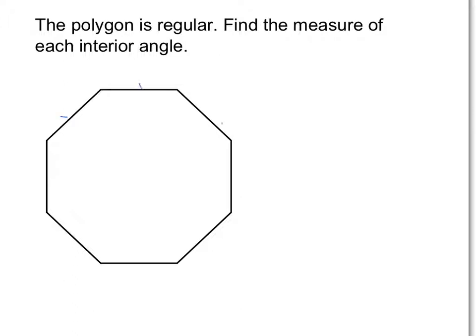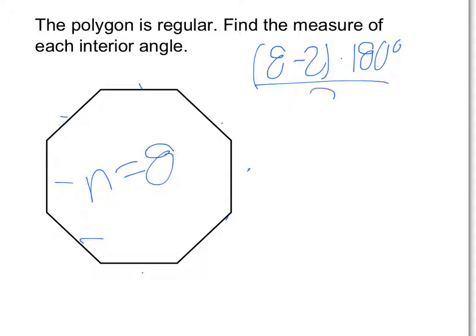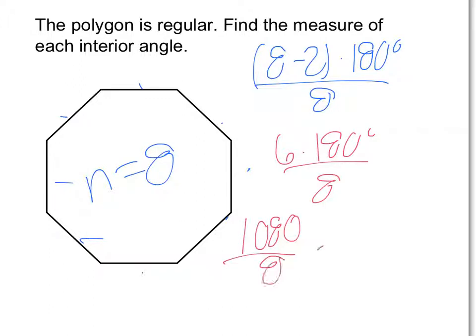Alright, so 1, 2, 3, 4, 5, 6, 7, 8. Octagon, so n equals 8. So we're going to take 8 minus 2 times 180 divided by 8. So 8 minus 2 is 6. And 6 times 180 is, let's see, 1080. And then we divide that by 8, and we get 135. So each of the individual angles are 135.